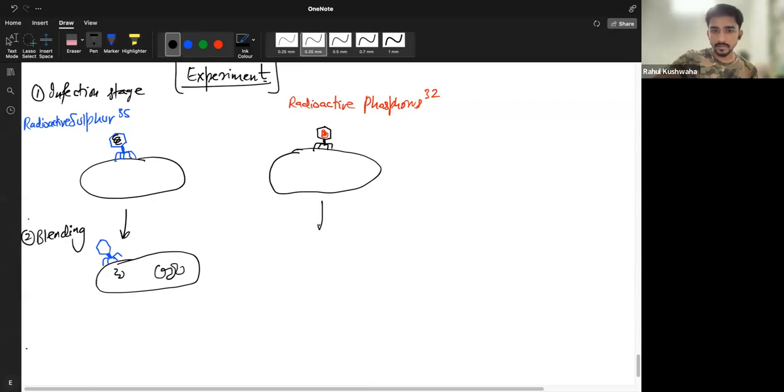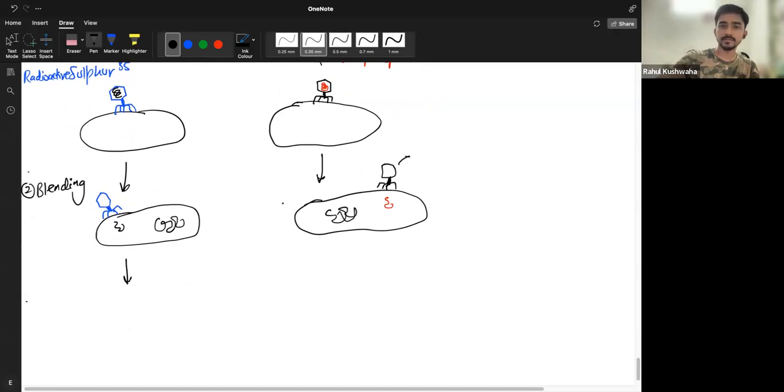And if I draw here also, this is the E. coli. Again, the coat will stay out. In this case, the DNA will go in, and this is the bacterial DNA. Then the third step is after blending: these will go away and this will go away. And after blending is centrifugation.